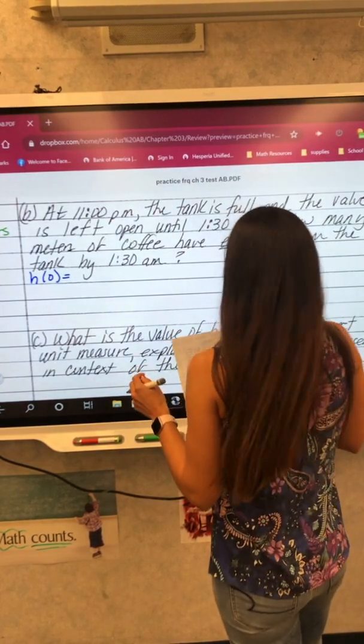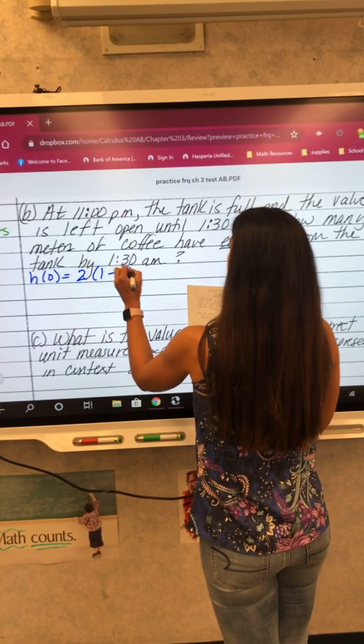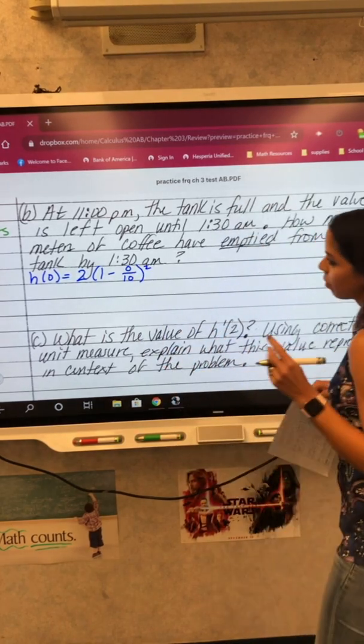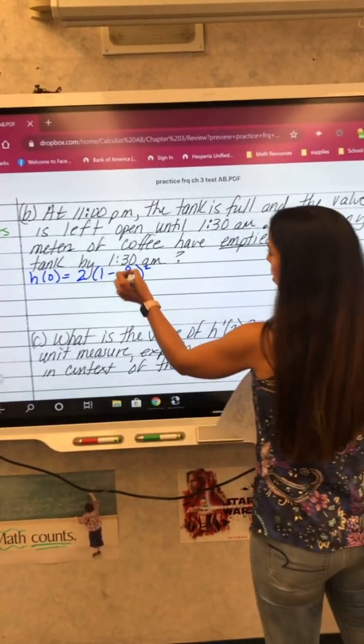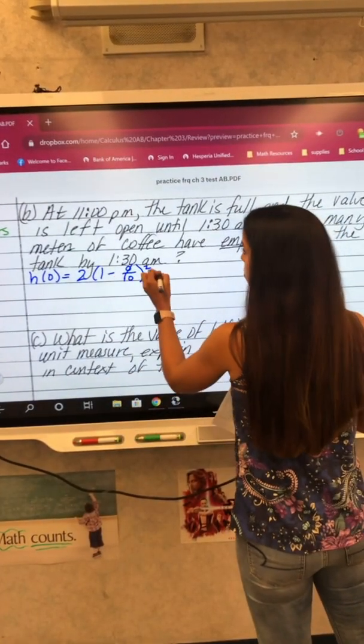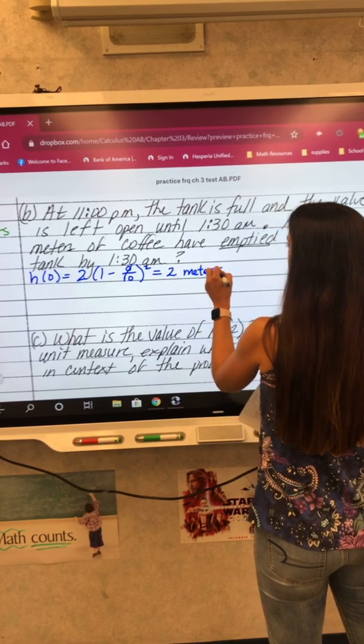Okay, where's my equation? So I have 2 times (1 minus 0 over 10) quantity squared. Well, 0 divided by anything is 0, so that's wiped out. 1 minus 0 is still 1. 1 squared is 1. 1 times 2 is 2. So when it's full, it's got 2 meters of coffee in there.